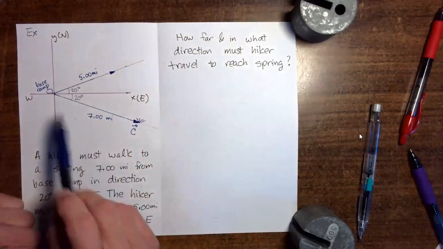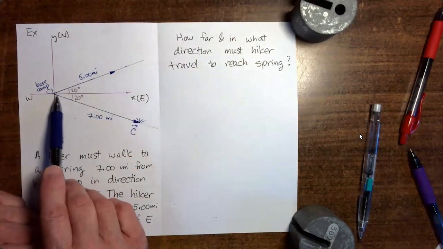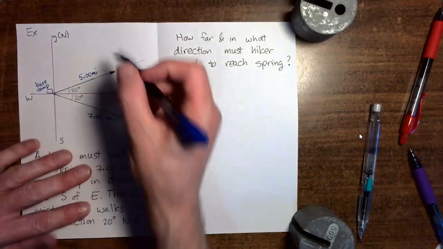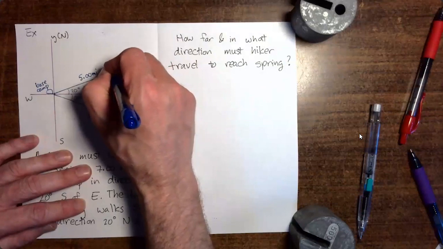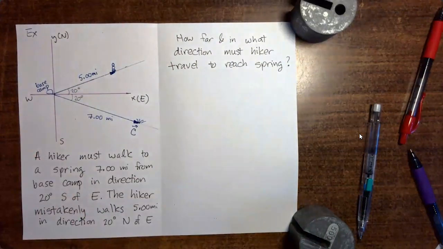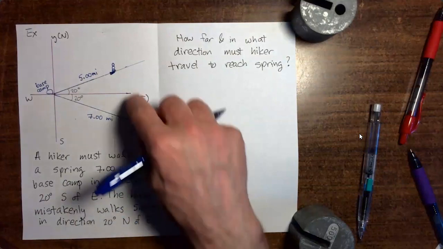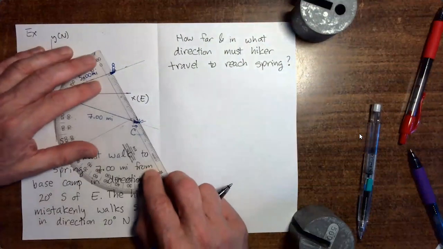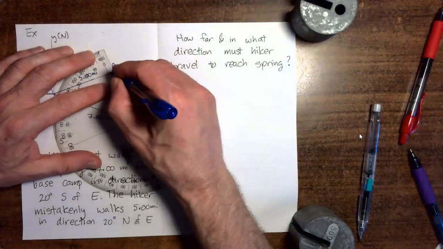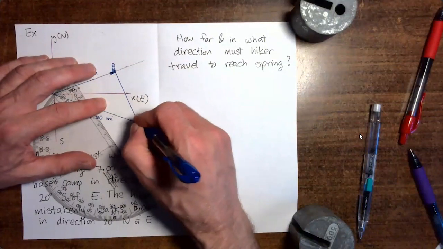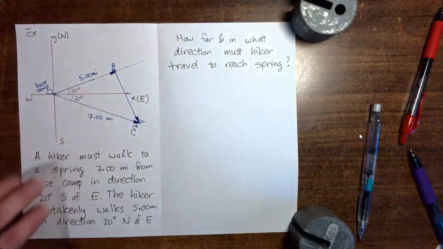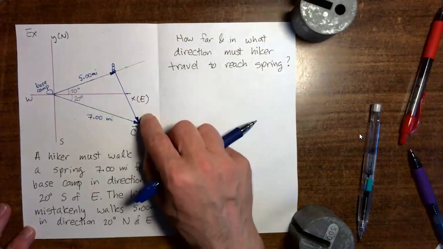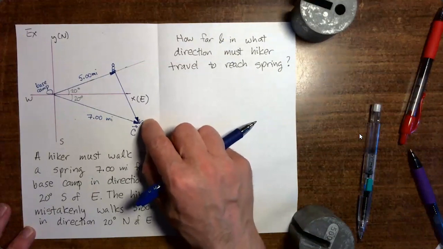Okay, so the idea is that the hiker was supposed to start at the base camp and head this way, but instead the hiker walks 5 miles in this direction and then ends up here. Now, at this point, the hiker realizes his mistake and realizes that he's going to have to start from here and go over to the spring. That's going to be the second displacement that the hiker needs to make. And then the question is, when the hiker goes on that second displacement, how far and in what direction does the hiker have to travel to get to the spring?